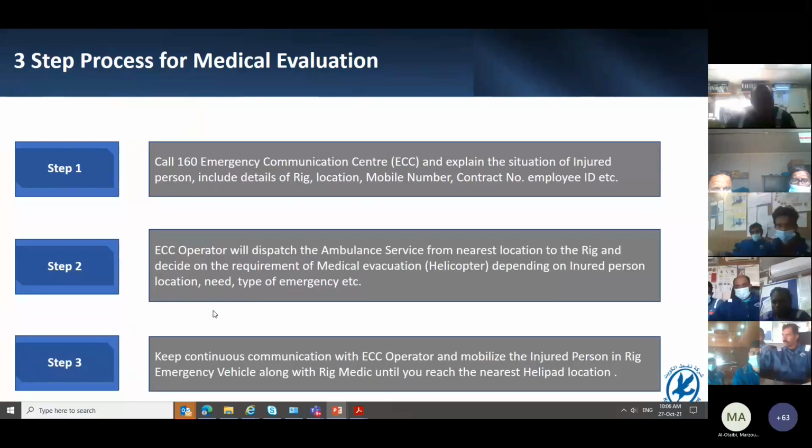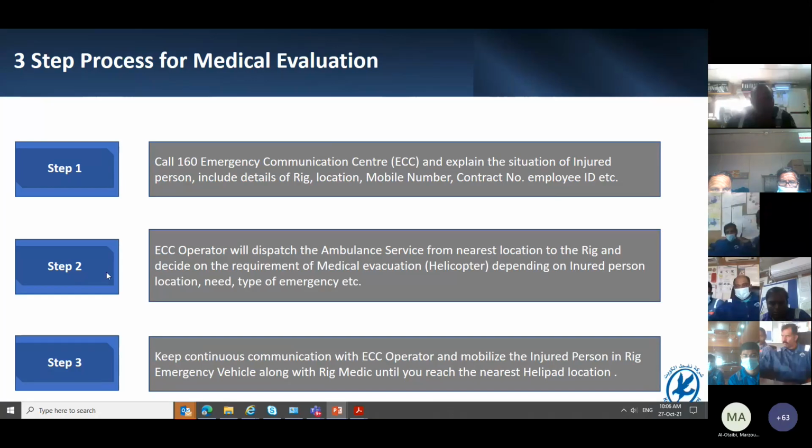Now we would like to highlight the 3-step process in requesting medical evacuation through helicopters. Step 1, call 160 Emergency Communication Center and explain the situation of the injured person. Include details of the rig, location, mobile number, contract number, and employee ID.